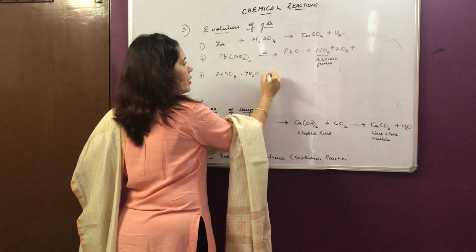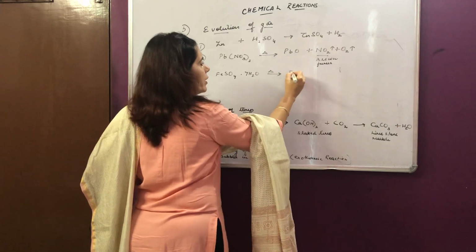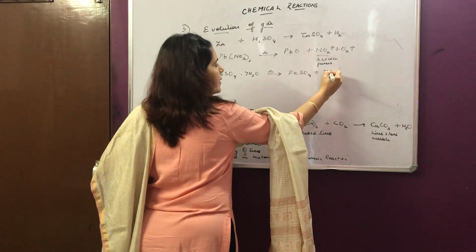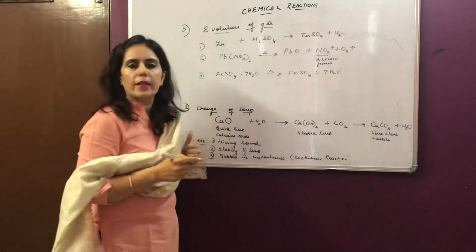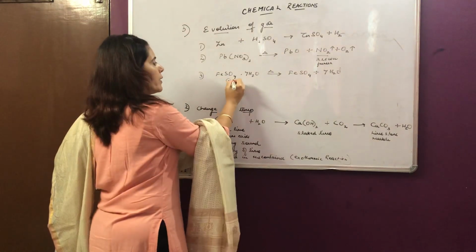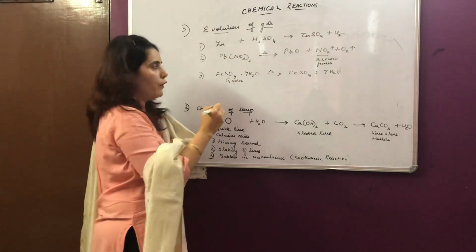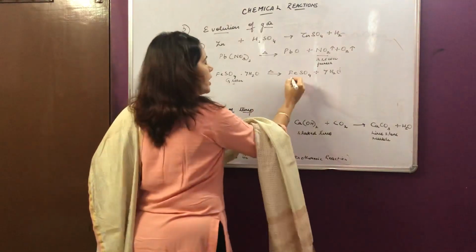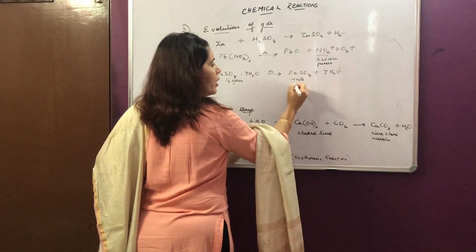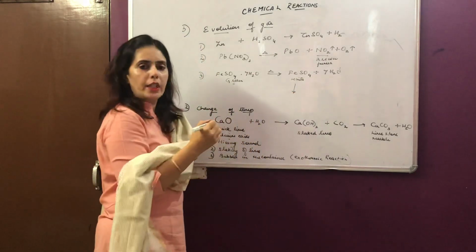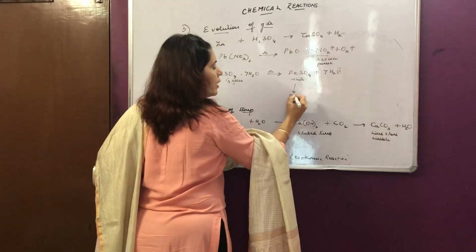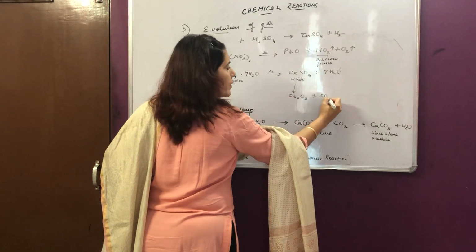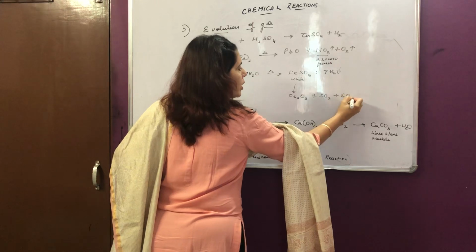FeSO4.7H2O, which is green in color, gives FeSO4 plus 7H2O. Remember, this was water of crystallization, which was imparting this green color to FeSO4. When you heat, the water of crystallization evaporates, and what happens? This turns what? White. On further heating, what happens? Fe2O3 plus SO2 plus SO3 is formed.